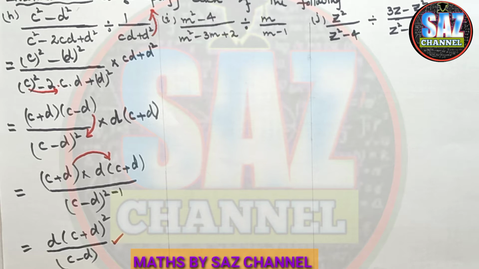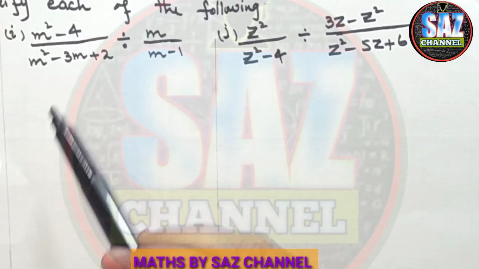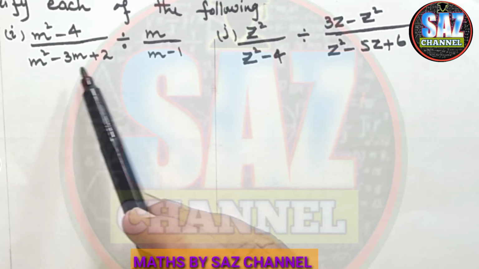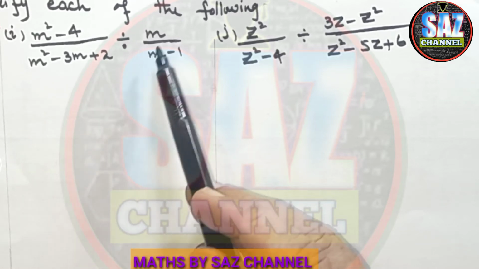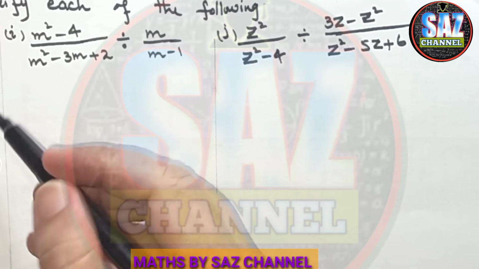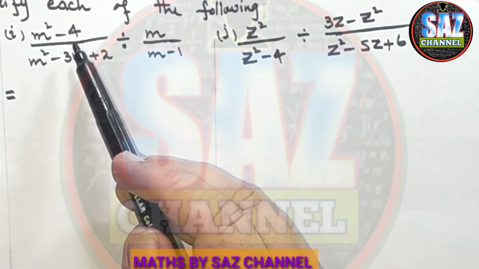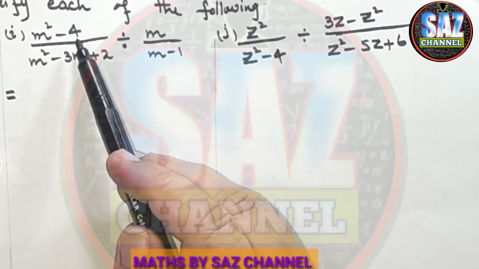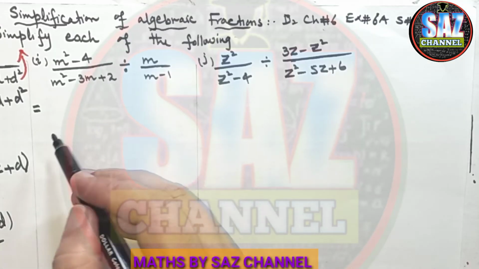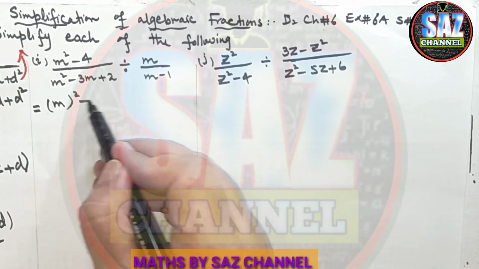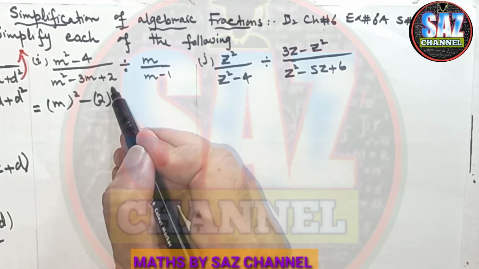Let's move to the next part of the question. Next part of the question is m square minus 4 upon m square minus 3m plus 2 divided by m upon m minus 1. If we look at the numerator of first fraction, it's the application of difference between two squares, and according to that it will become m whole square minus 2 square.